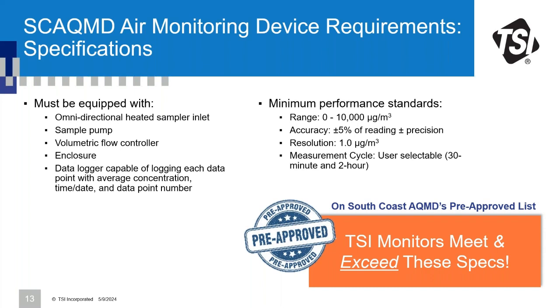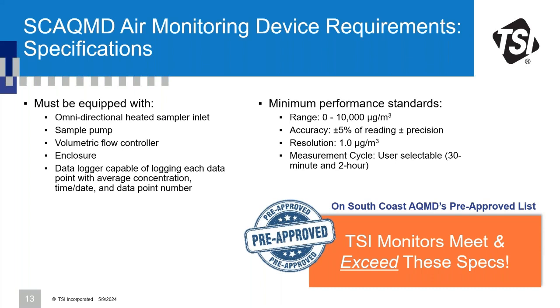So an omnidirectional heated sampler inlet. This is important for moisture or humidity, because moisture and humidity getting into the PM10 monitor can actually look like dust or higher levels of dust and particulate. The district has asked for a heated sampler inlet to be added on to the configuration. The device that they would like would have to have a sample pump and a volumetric flow controller. So these are minimum requirements that they require.